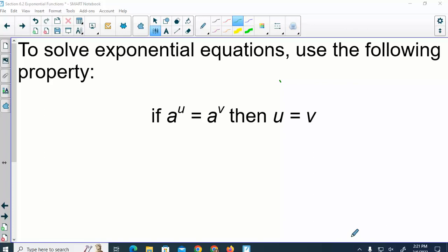We can use this property that if a to the u equals a to the b, then u equals b. In other words, if we have exponential equations with the same base on each side, that means the exponents have to be equal to each other. So our goal is going to be to try to simplify the problem so we can get the same base on each side, and then we can drop the base and set those exponents equal. Let's look at some problems.